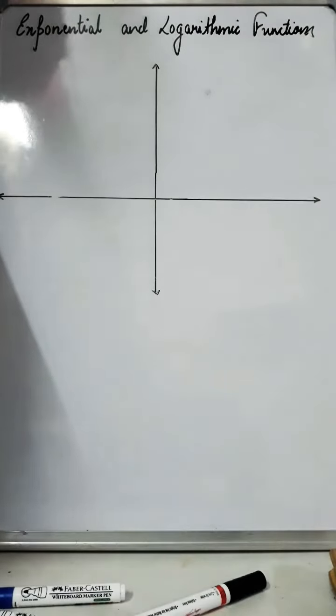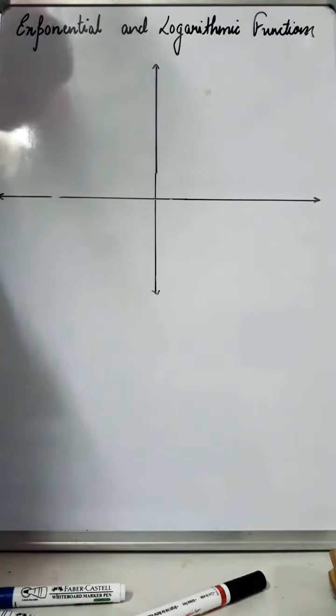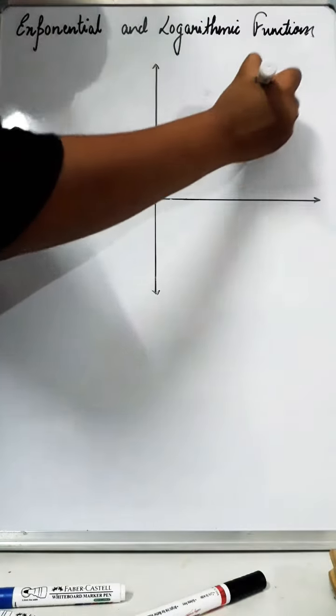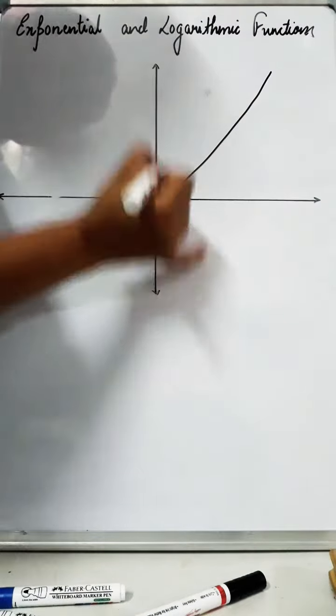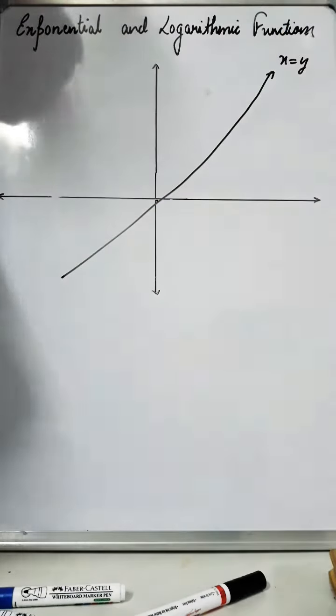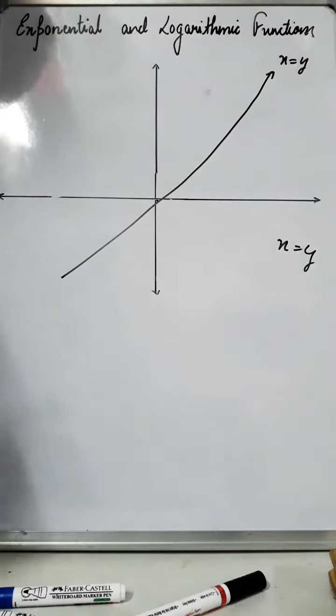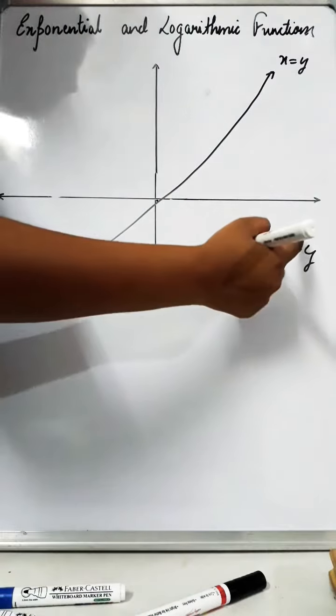Hey there everyone. In this video we will learn about the exponential functions and the logarithmic functions. Okay, so let us look at a pattern now. This straight line is the graph of x is equal to y. You already know this, x is equal to y. Now what happens when we increase the exponent?